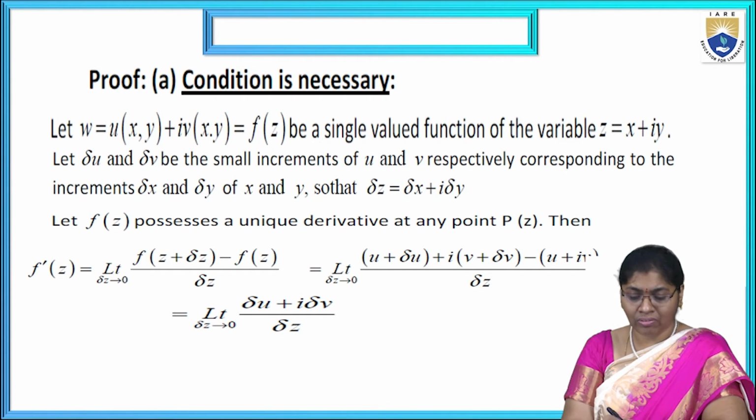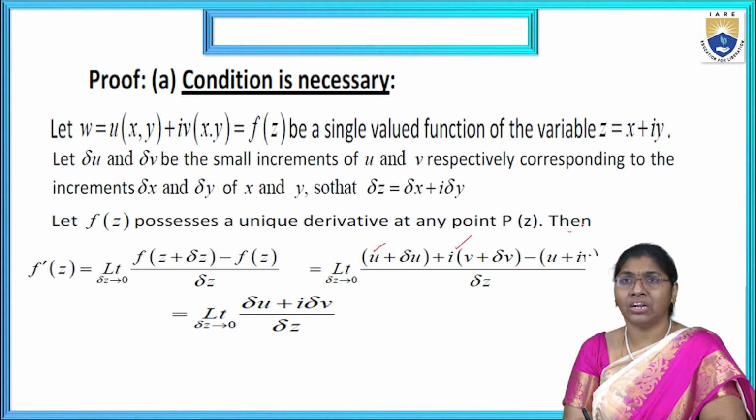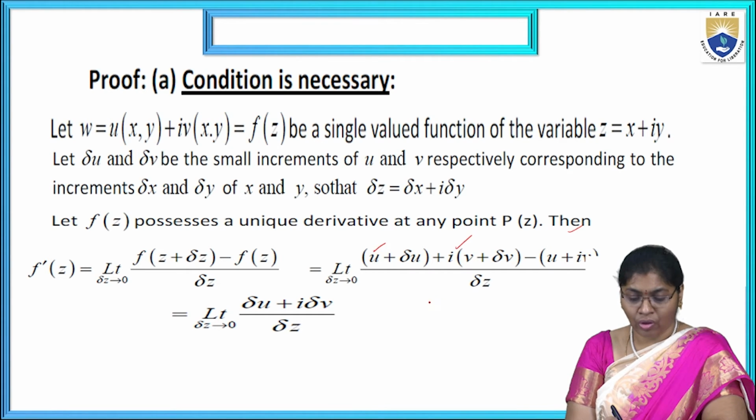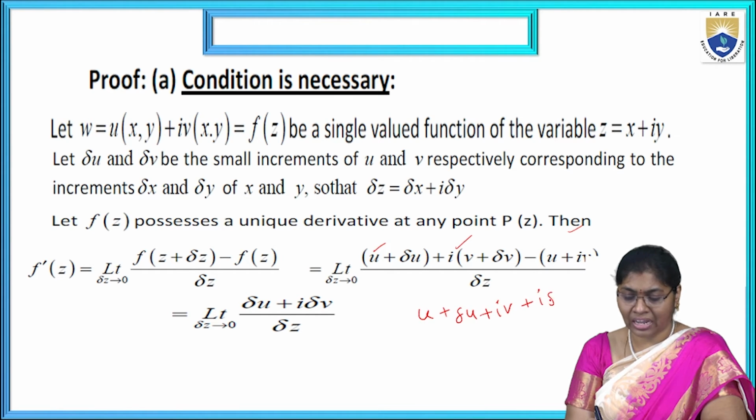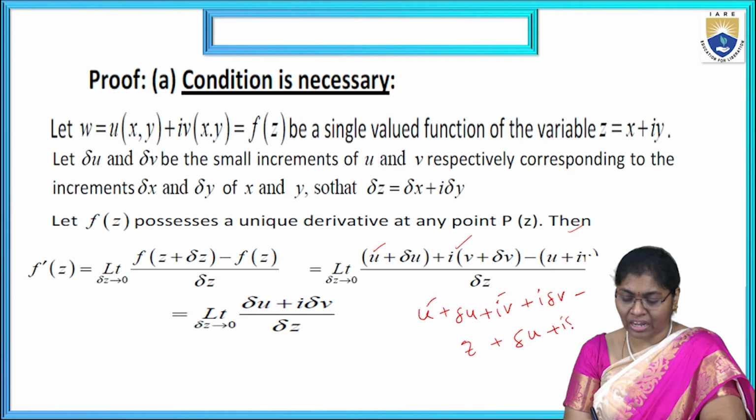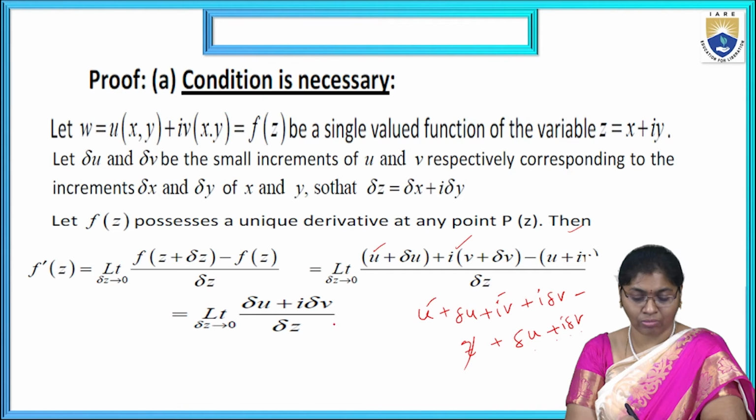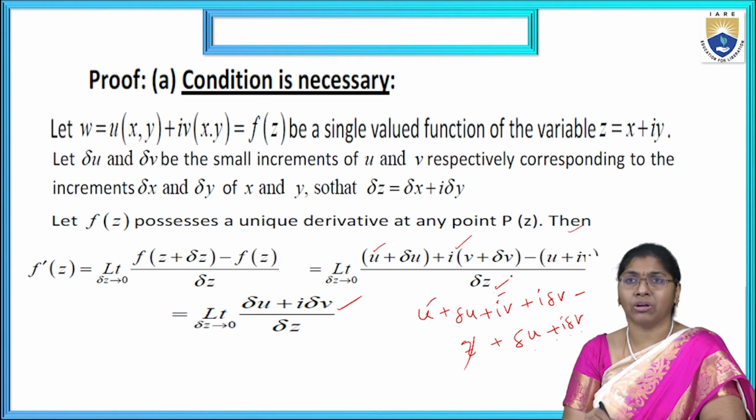Here u plus iv is z. All are cancelled. For example, u plus delta u plus iv plus i delta v minus (u plus iv) can be written as z. We are choosing like that. Next, u plus iv is z, plus delta u plus i delta v minus z. Both are cancelled, remaining delta u plus i delta v. I am writing that by delta z in the denominator part.